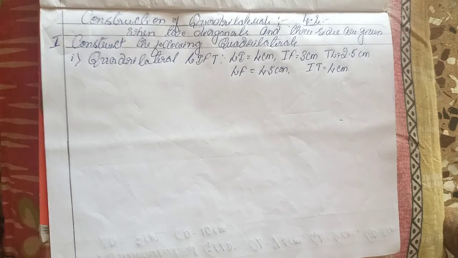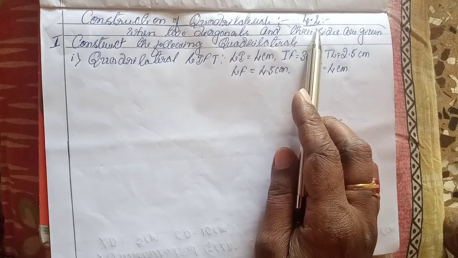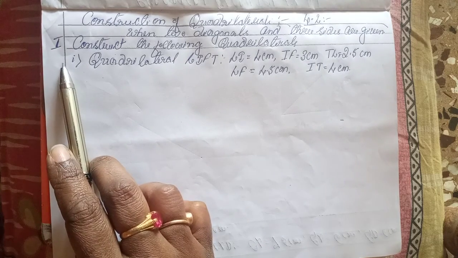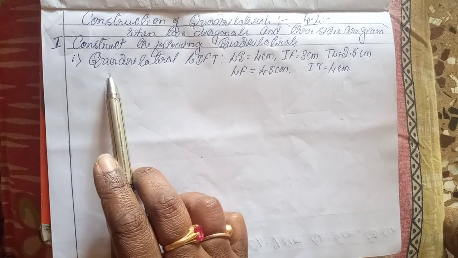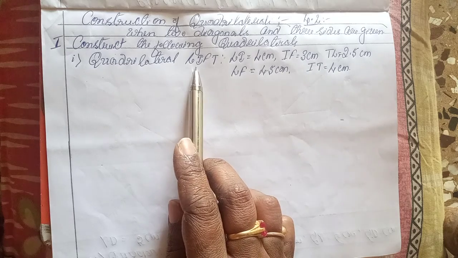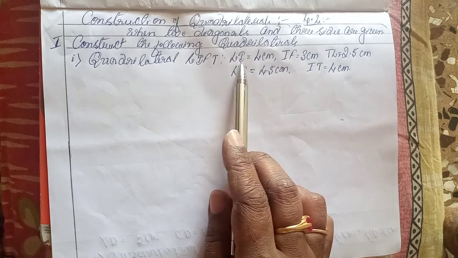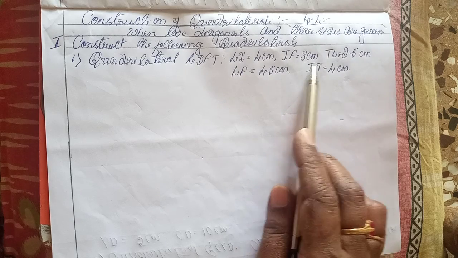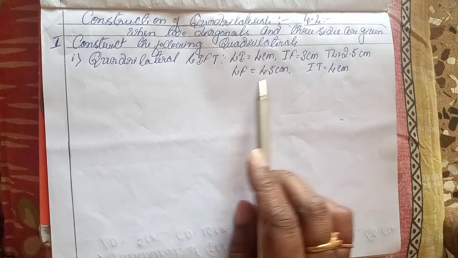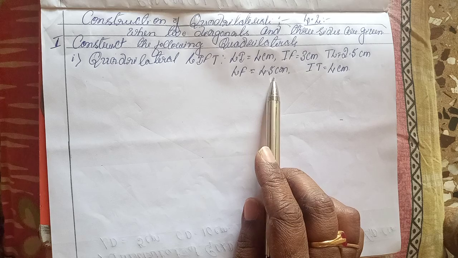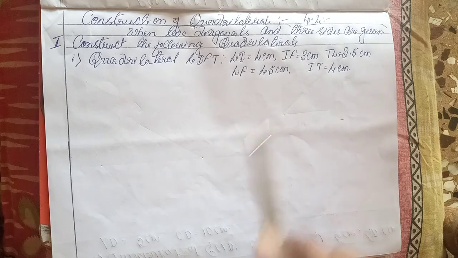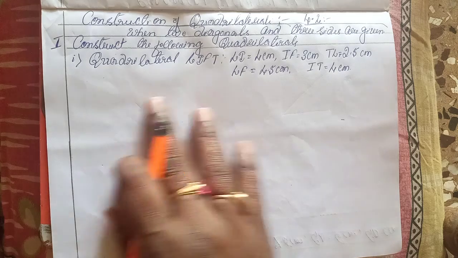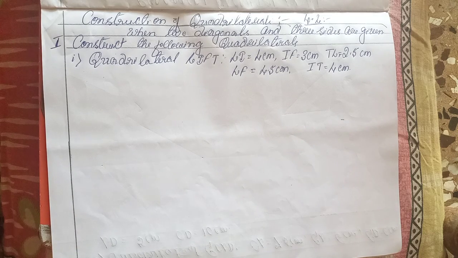Okay students, let us take Exercise 4.2, the first problem. Construct a quadrilateral LIFT. LI is 4 cm, IF is 3 cm, TL is 2.5 cm, LF is 4.5 cm, IT is equal to 4 cm. The quadrilateral given here is LIFT.